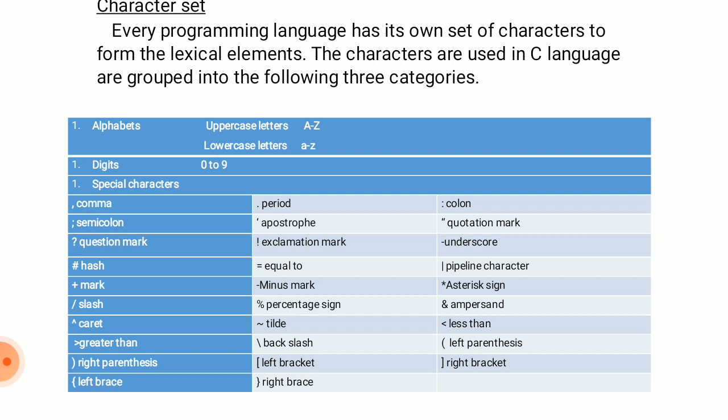We can group all the sequences of characters to form the lexical elements, to form the program, to form the elements. Whatever statements we write, whatever words we write, we can use all of this character set, that is, alphabets, digits and special characters.